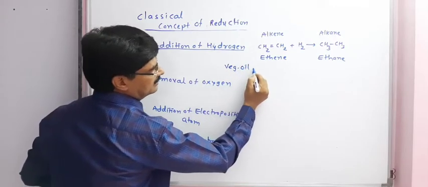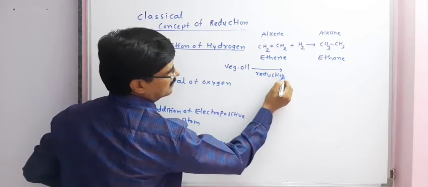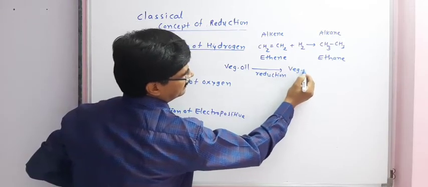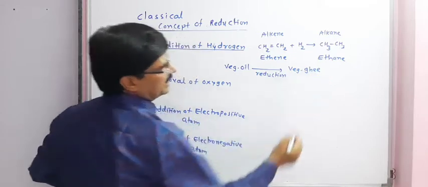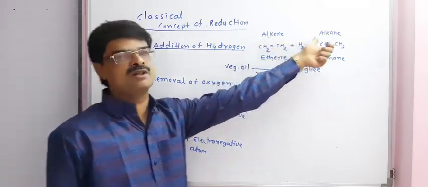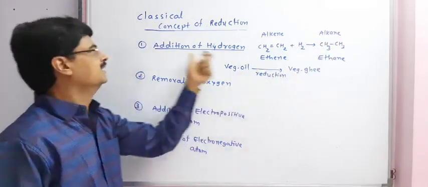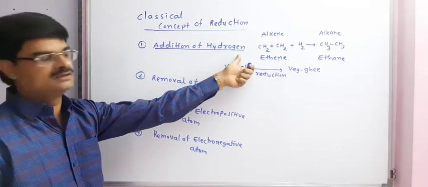Vegetable oil on reduction gives vegetable ghee, in which the reaction is this one: alkene converts to alkane, vegetable oil converts to vegetable ghee, addition of hydrogen.